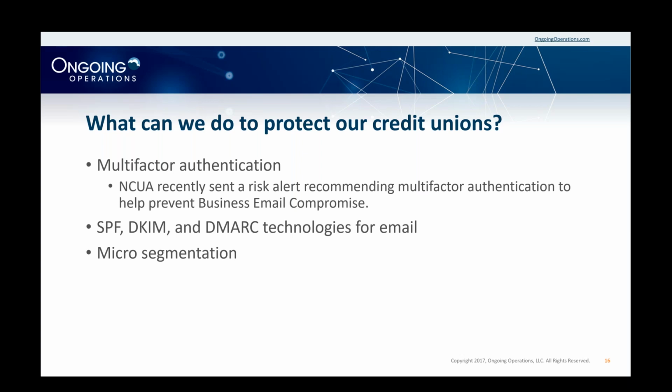For email, we want to implement a bunch of acronyms here: SPF, DKIM, and DMARC. All of these are technologies that help prevent spoofing of emails and attackers being able to use our domain name against us and against others. And then lastly, one that's a little farther out is micro-segmentation. When we start getting into technologies like software-defined networking, we can now start looking at the traffic going across our network so that if it's not a pattern that we would normally expect, when an attacker hits, we can start shutting it down.